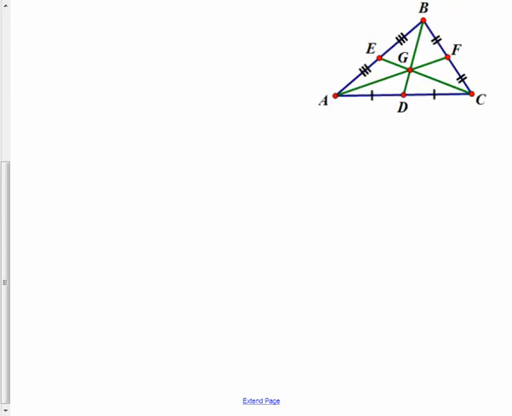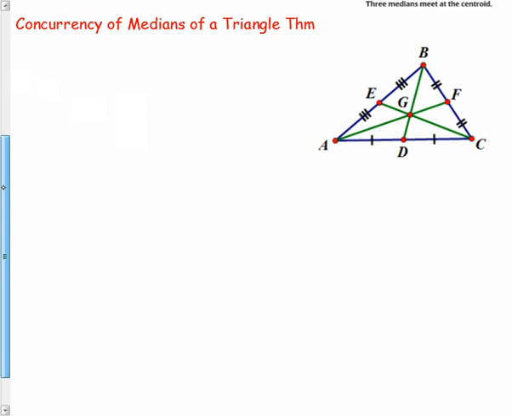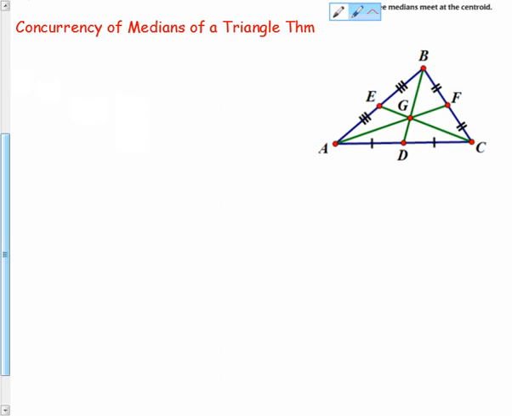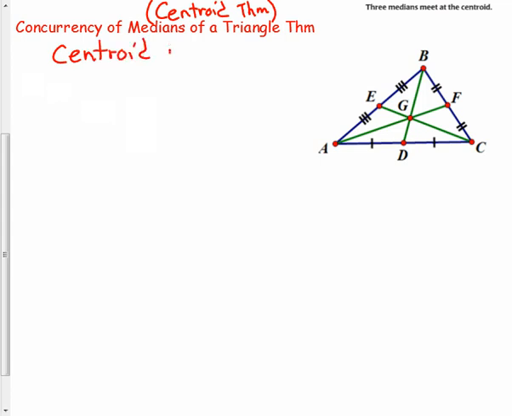Alright, so we talked about the point of concurrency is the centroid. So if you wanted to, you could call this the centroid theorem. And it is the concurrency of the medians of a triangle. You have a whole lot going on in this diagram because you have all three medians drawn. And so the centroid is point G.